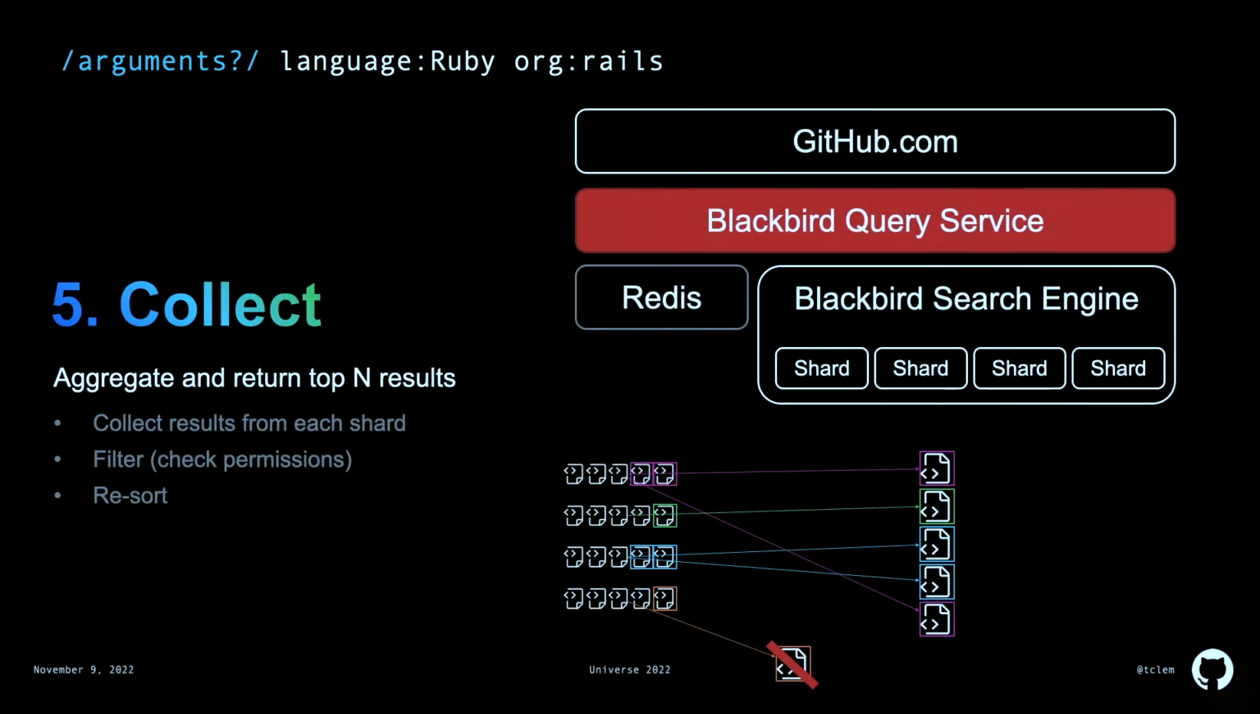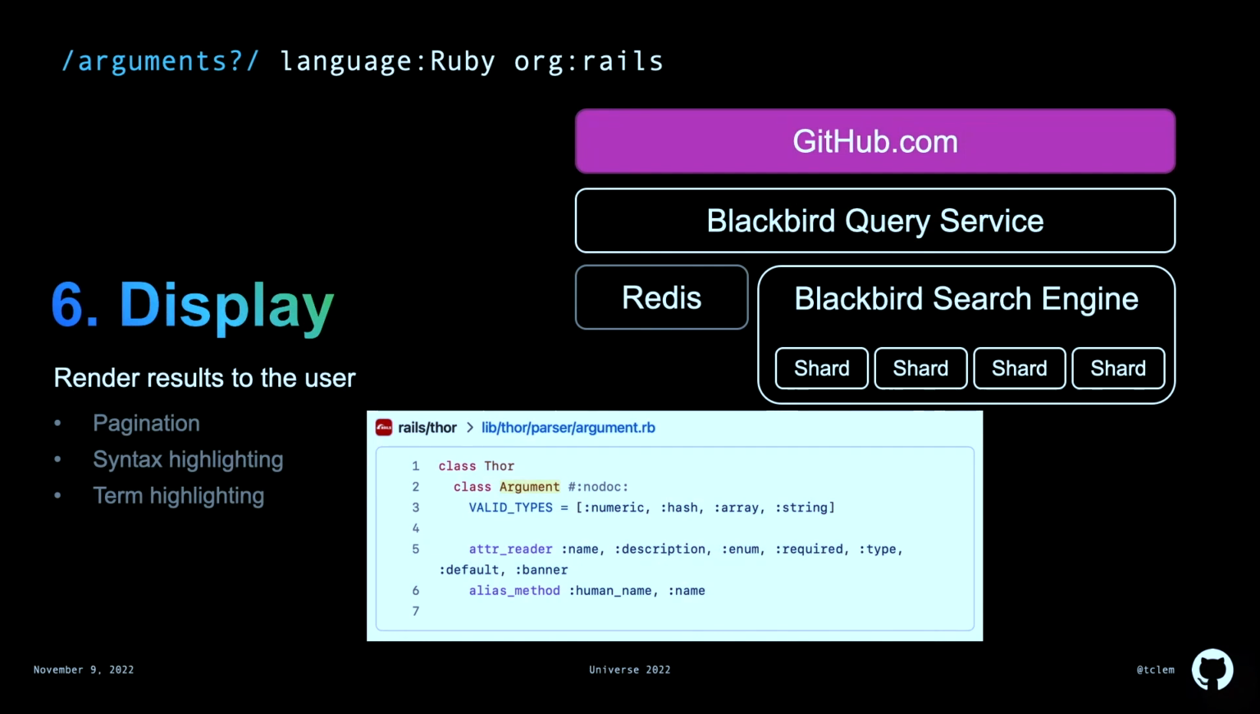Back in the query service, we then aggregate results from all the shards. We resort, again, by score, filter to double check your permissions, and we return the top 100, or whatever was requested by the front end. GitHub.com then still has quite a bit of work to do. It needs to do syntax highlighting of the code. It needs to do term highlighting of the matches that were found in the code. It needs to do pagination before finally being able to render this result to the page.